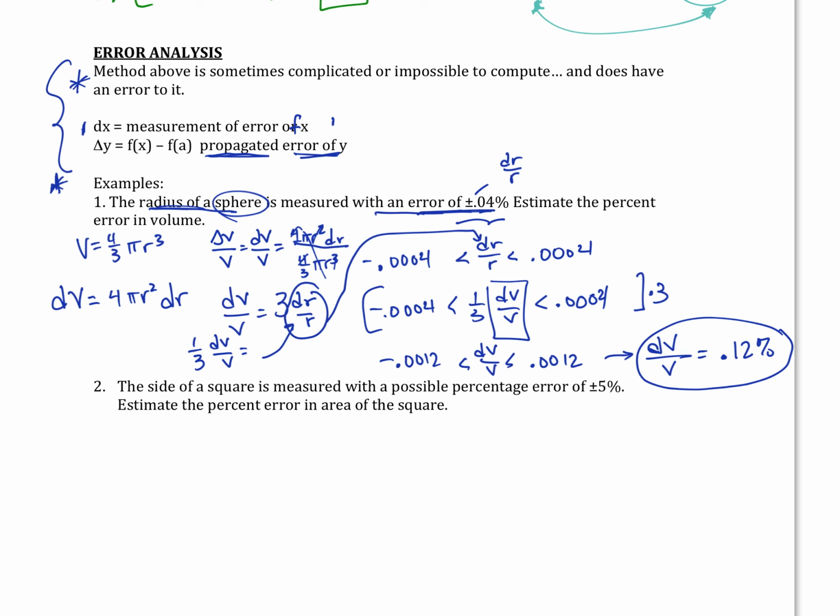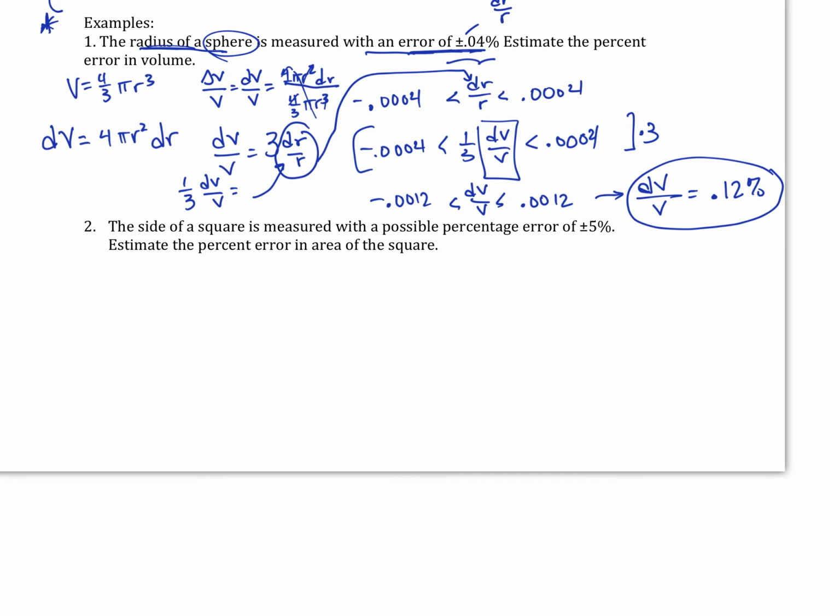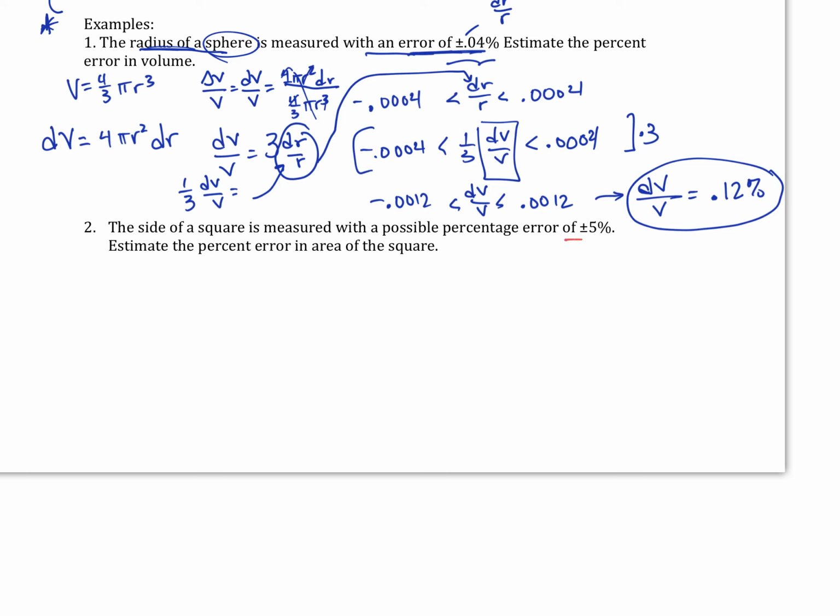The next one, and maybe you'll be able to see the shortcut on this. So the next one says, the side of a square is measured with a possible percentage error of 0.5%. So the possible percentage error is 0.5%. So that tells me the side, ds over s, is within 0.005, okay? And this would be a negative on this end. Okay, so that's right away what that tells me. All right, and we need to estimate the percent error in the area.